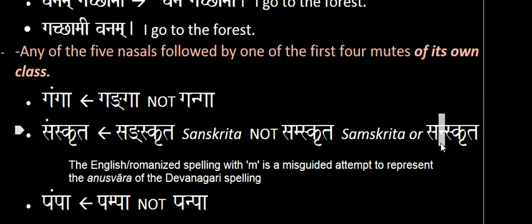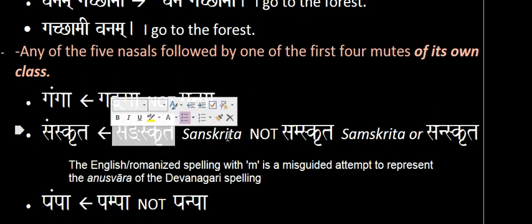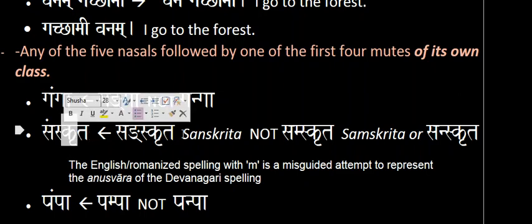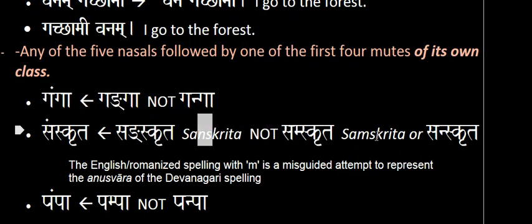Even though sa is dental, it is not a first four mute. But since it's in the class, maybe that's why the na is being represented in Sanskrit. But as far as Sanskrit is being talked about, it is mostly recognized as Sanskrit and not Samskrit with an M. So the defense here is that the ska is making this into a Sanskrit with an N and not a Samskrit with an M. I hope that helps, or clears any confusion, whether it is Sanskrit or Samskrit, Sanskrita or Samskrita.